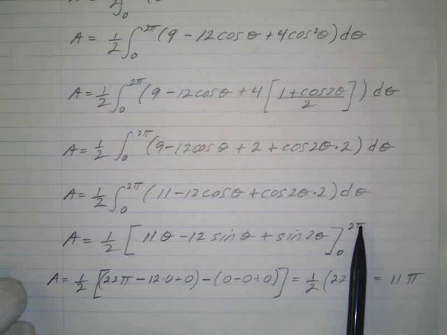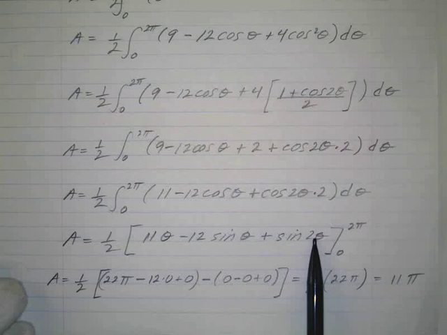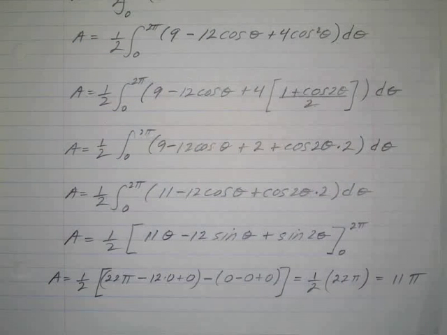So I got my 1/2, and then if I put 2 pi in here, 11 times 2 pi is 22 pi. If I put 2 pi in here, that's 0. The sine of 2 pi is 0, so I got 12 times 0. And the sine of 4 pi is also 0. And if I put 0 in here, I get 0, 0, 0. So a lot of zeros, and just a little 22 pi left. 1/2 of 22 pi is 11 pi, and you're done. That wasn't too bad. Hope that helps.